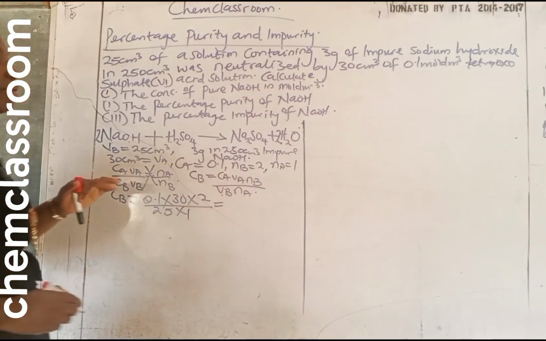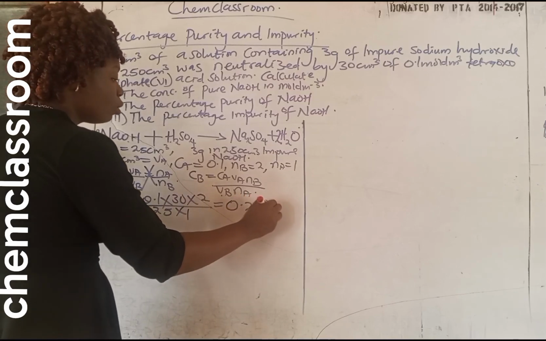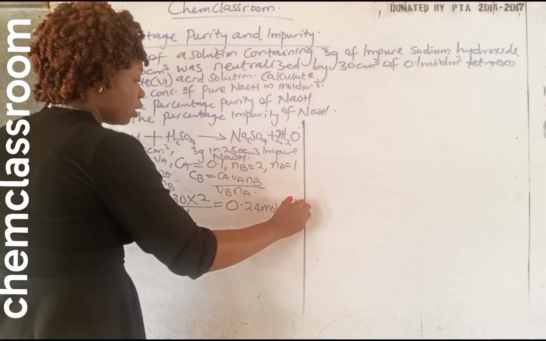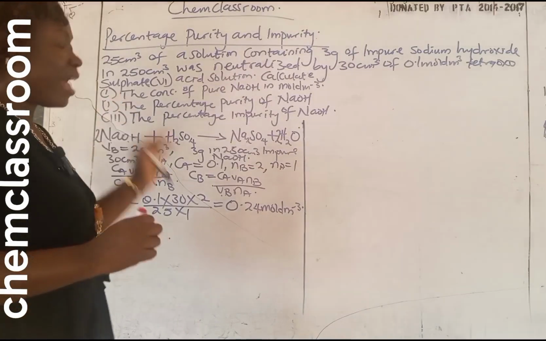So in all, here I'm expected to have 0.24 mole per dm cube. Yes, 0.24 mole per dm cube for the concentration of the base.